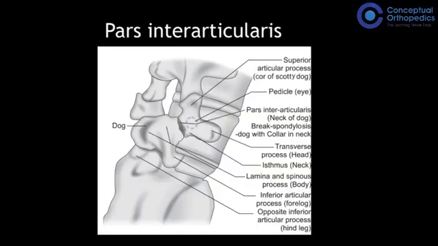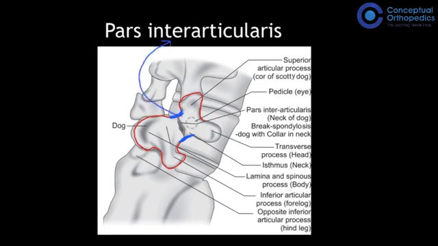When we look at the oblique or the lateral view of the spine, you see a dog. This dog is called a Scotty dog. The superior articular process is the ear of the dog. The inferior articular process is the front leg of the dog. And then the neck of the dog is made by an area called the interarticularis.